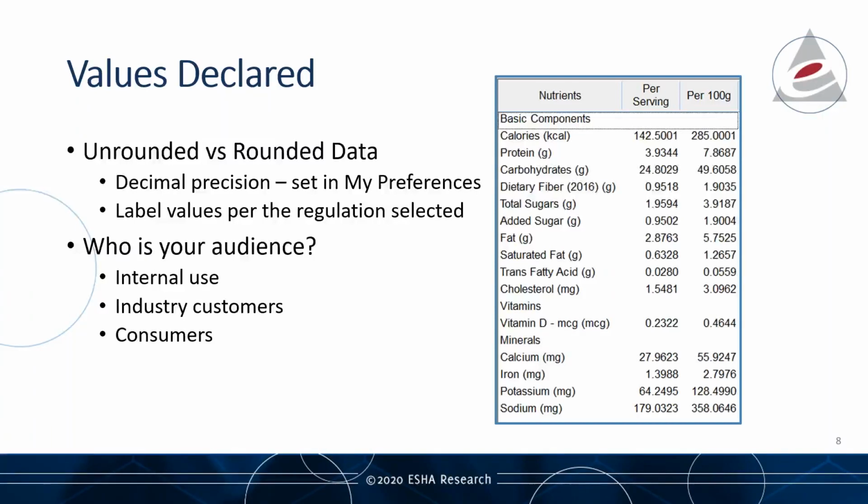But if you're sharing information with consumers, it may be that the nutrition facts label and that rounded data is more appropriate, because the label is a more familiar format, and the rounded data might be more consumer friendly, just easier to read. So consider those as you're selecting nutrients and the amount of data and detail that you want to share.